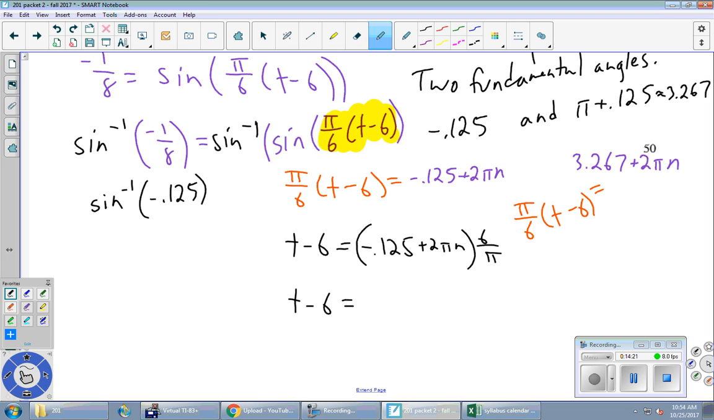Let's distribute that 6 over pi. Somebody with a calculator, 6 over pi times this negative 0.125. The rest of us are going to do the 6 over pi times the other term. The 6 times the 2, that's a 12. What happens with the pi's? They cancel, right? Pi over pi, that goes away. So it's going to be a plus 12n sitting there at the end. Anybody have a number for us?